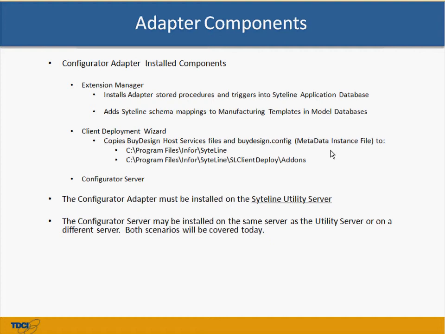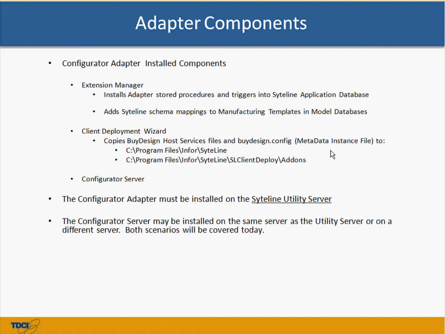Okay. The other tool that gets installed as part of the adapter is the client deployment wizard. Now this copies the By Design host services files and a metadata instance file. Both of these allow the Syteline application to talk, if you will, to the By Design configurator, and it just moves those files from the By Design directory into the Syteline directories that I have listed here. Then the final component is the configurator server and its components.